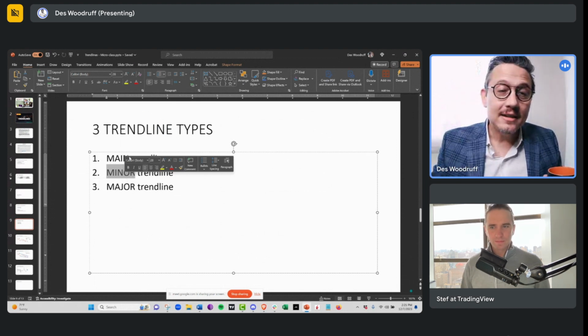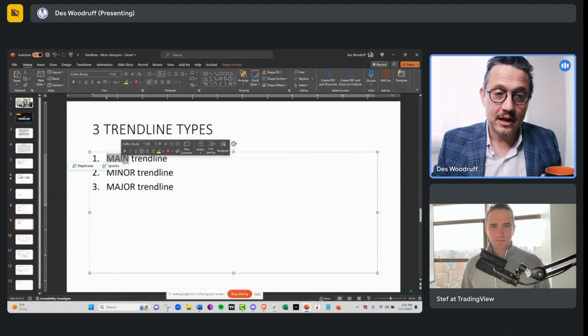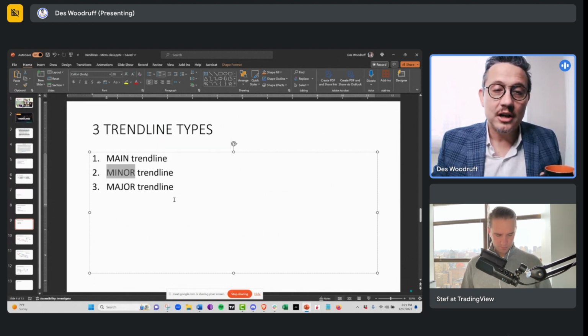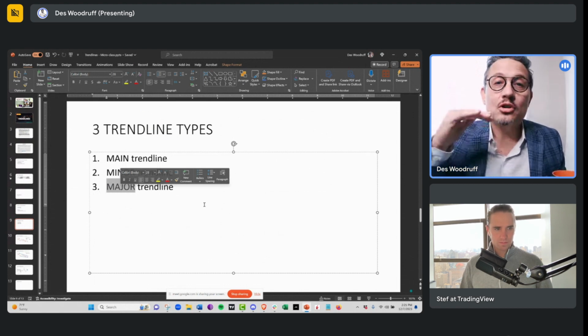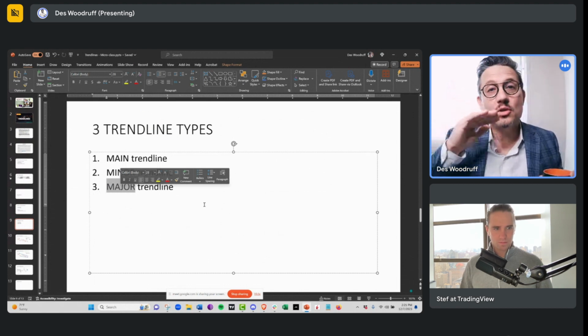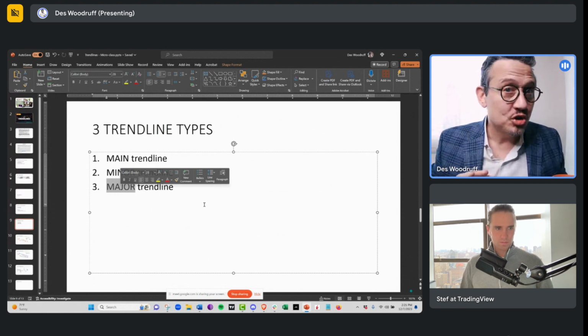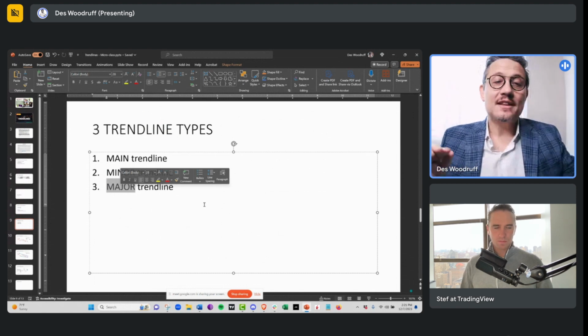The main tells us what pattern we have. We have the pattern here. The minor triggers our entry. The major tells us if we're in danger trading into major resistance, or if we're at major support levels. Okay, so that's the long and short of it.